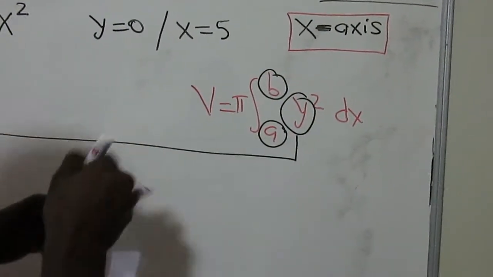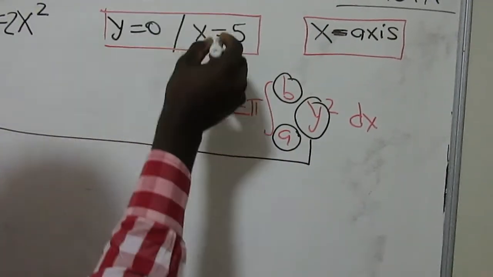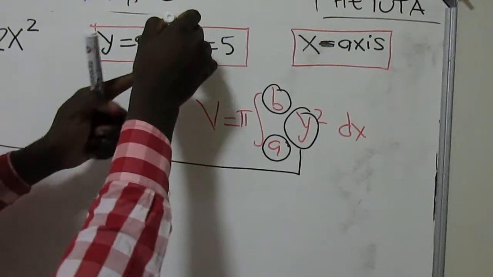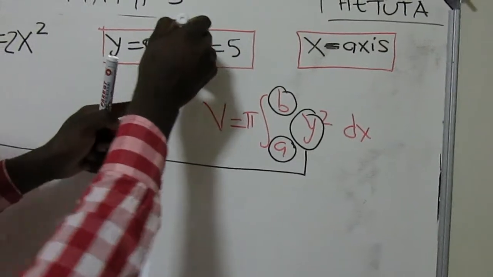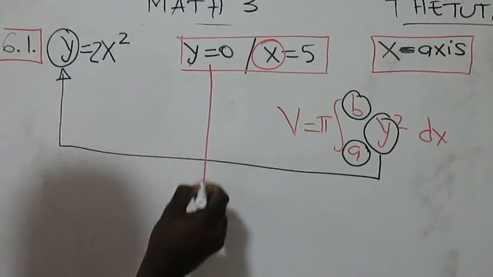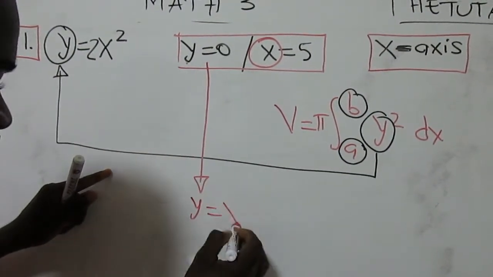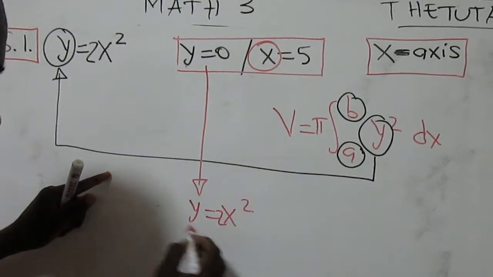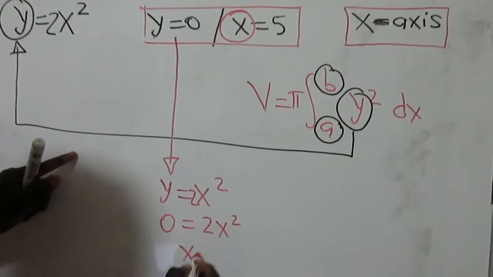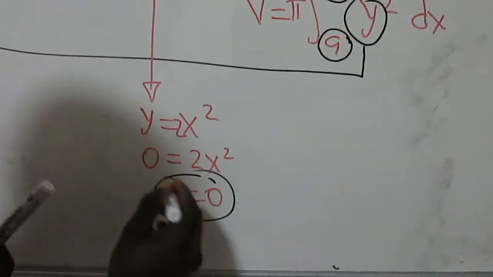When you look here, you can see that you have y and x. Already we know that the first limit is x equal to 5. So we need to determine the second one. How do you determine it? Look here, they give us y equal to 0. So we come with this y here and say: when y is equal to 0 under this function, what will be the value of x? We have 0 equal to 2x squared, then you can see that x will be equal to 0. So this will be the second limit of this function.